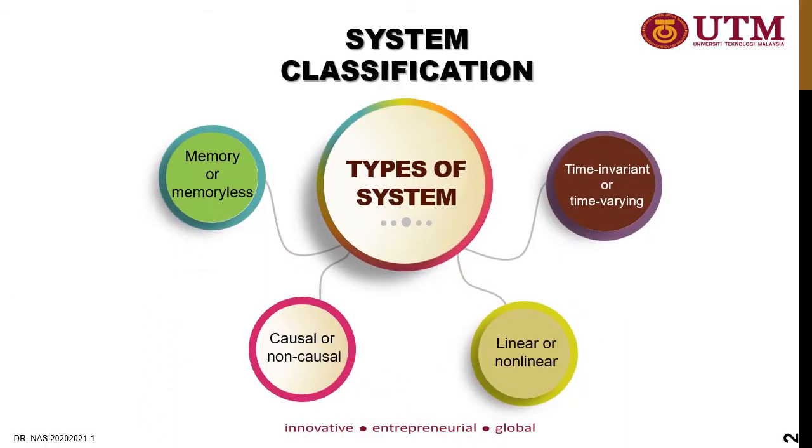Okay, today we are going to cover another two types of system, which are the time invariant or time varying, and the second one is memory or memoryless system.